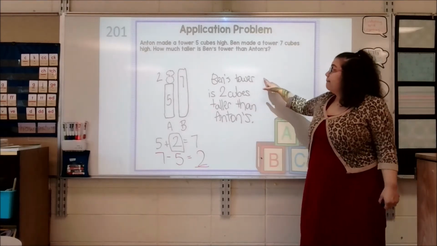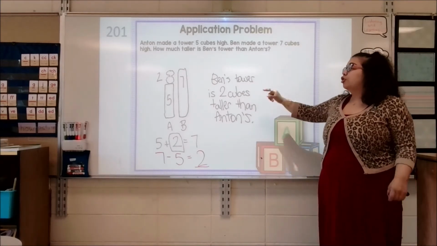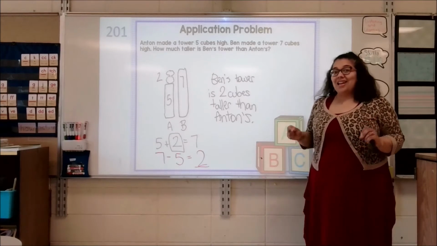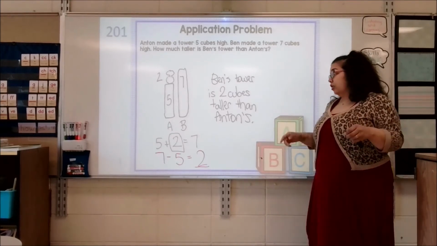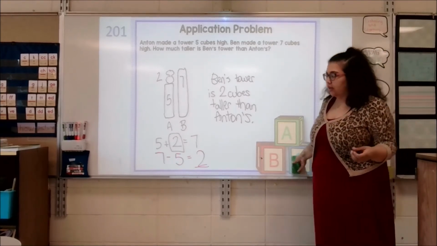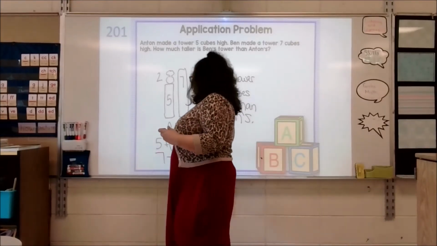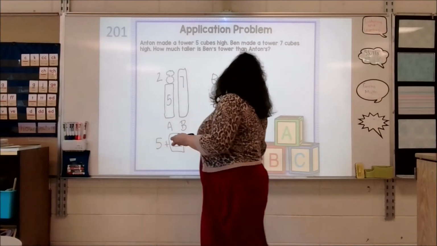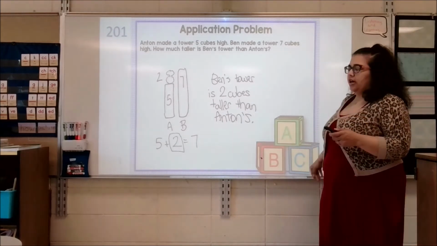The answer is still that Ben's tower is 2 cubes taller than Anton. So 2 cubes more tall. We don't say more tall. We say taller. But that's what it means. It's more tall. Taller means more tall than Anton's tower. Good job. All right, guys.